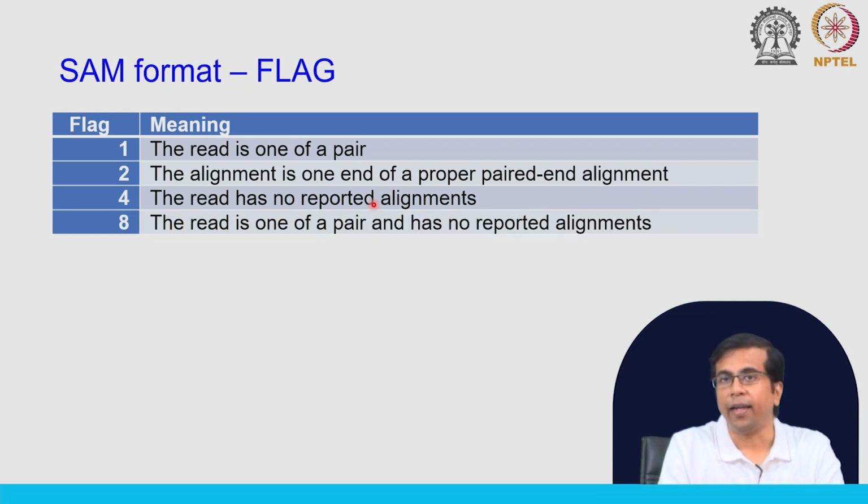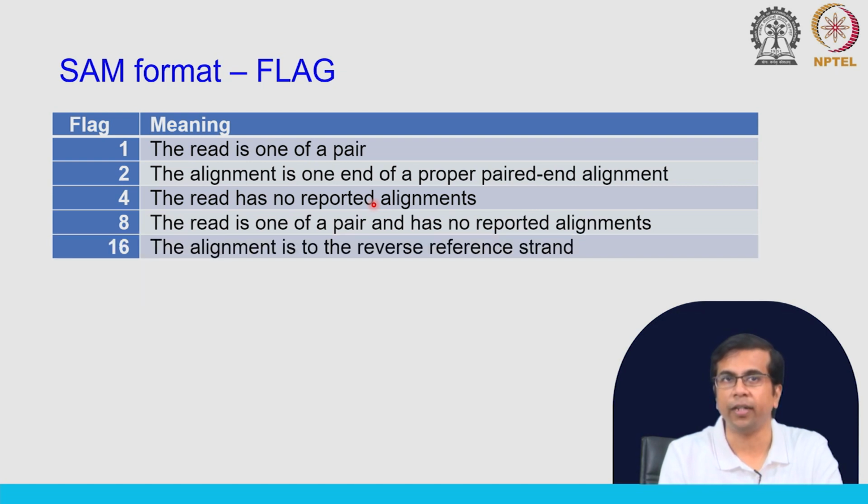Then you have flag 8. Not 5, 6, 7 in between, those numbers are not there. You have flag 8, and the read is one of a pair and it has no reported alignments. So flag 4 and flag 8 are slightly different, but as you can see, flag 4 will apply to both single end and paired end, whereas flag 8 will apply only to paired end data.